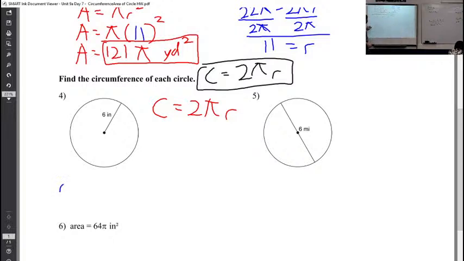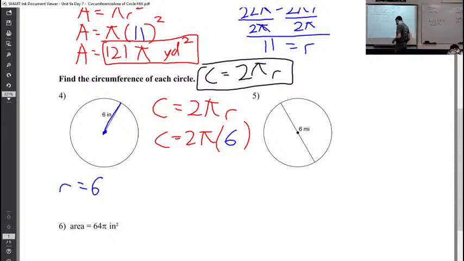Our radius, oh, good news. Our step 1, find the radius. Found it. It was told to us, so I don't even need to solve anything. It's just 6. All right, step 1 done. So step 2, plug it into the formula. 2 pi times my radius here is 6. So 6 gets plugged in for r.